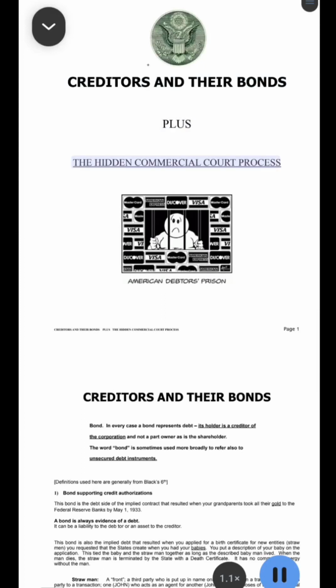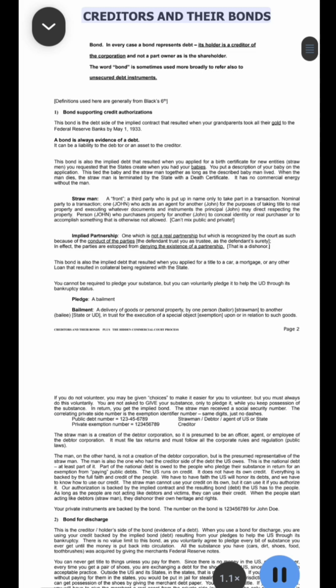Creditors and their bonds, plus the hidden commercial court process. Page 1. Creditors and their bonds.